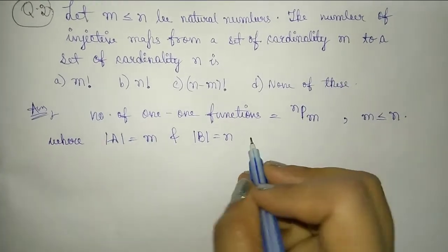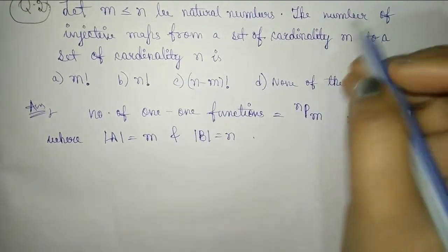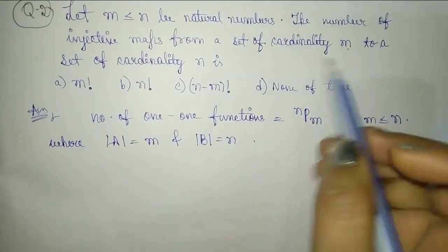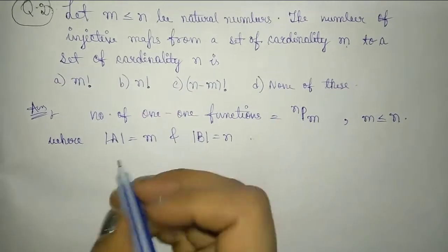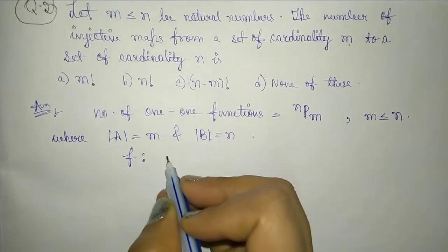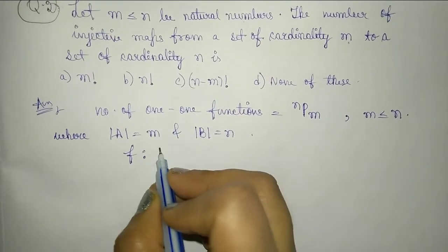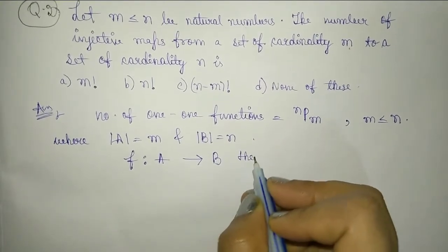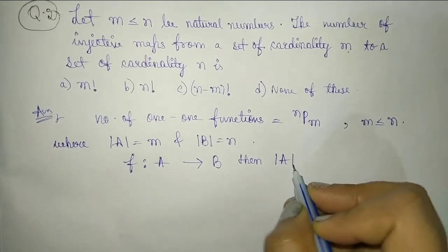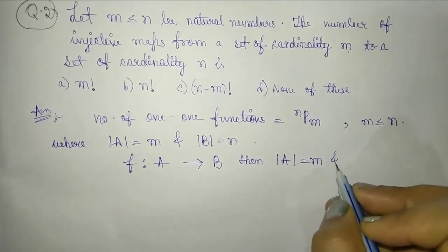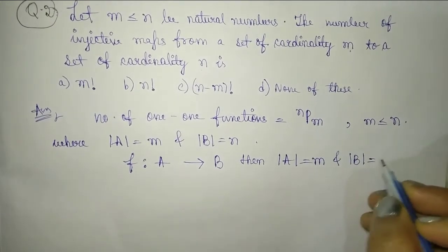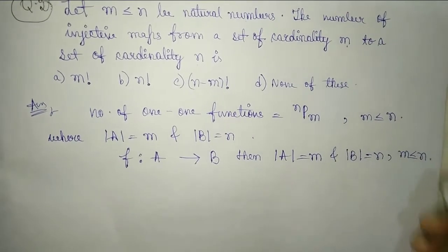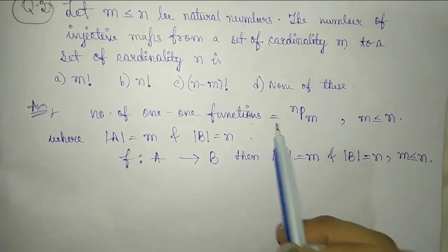Fine. So here it's given that the number of injective maps from a set of cardinality m to a set of cardinality n means, suppose f is a function from set A to set B, then the cardinality of A is given as m and that of B is given by n, and it's given that m is less than or equal to n. So we can apply this formula.